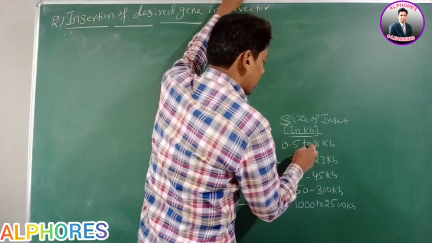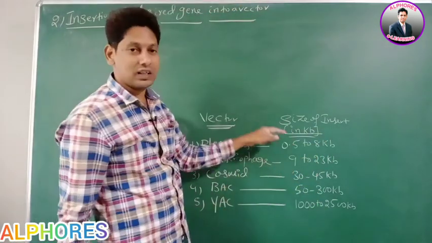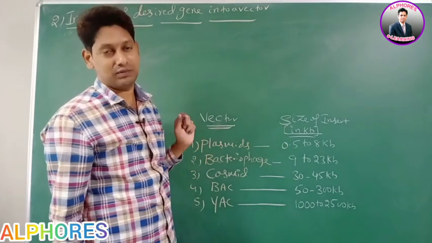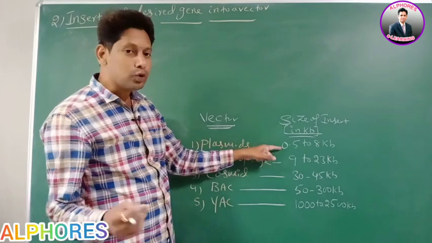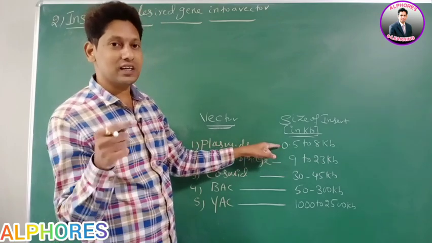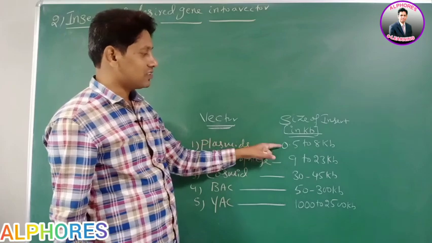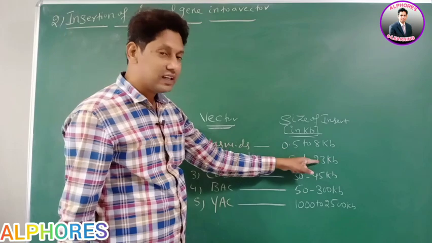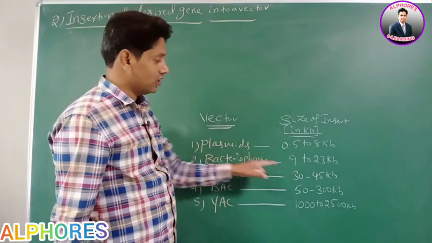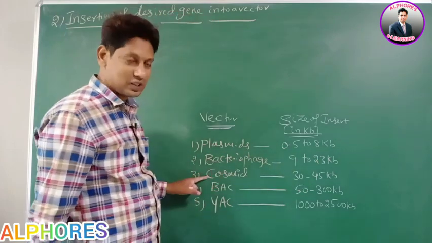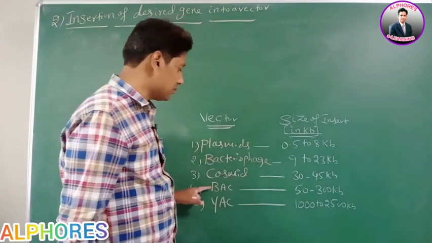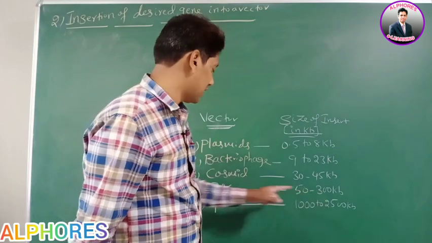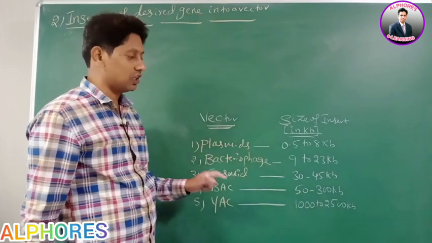Therefore, sir, what are all these? All these are nothing but the size of the desired fragment that is to be inserted in a vector. It means up to what size we can insert a desired gene. In plasmids it is 0.5 to 8 kb. Is it okay? 9 to 23 kb in bacteriophage, 30 to 45 kb in a cosmid, 50 to 300 kb in bacterial artificial chromosome, 1000 to 2500 kb in yeast artificial chromosome.